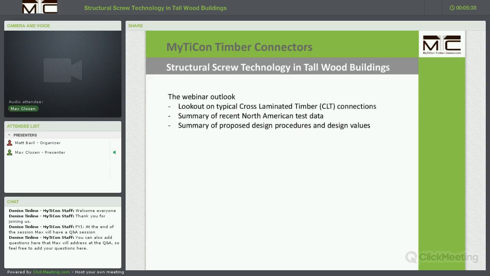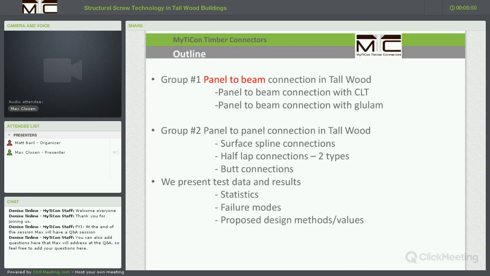This webinar today is a quick outlook on recent CLT connection testing with cross-laminated timber in Vancouver here, a summary of the recent North American test data, and also a summary of the proposed design procedures and values. First, we will be looking at panel to beam connection systems, which could be the connection between a diaphragm in a roof or floor assembly to the glulam post and beam structure.